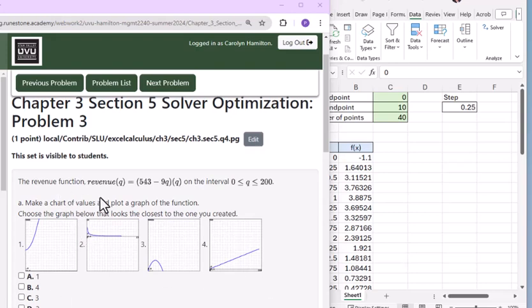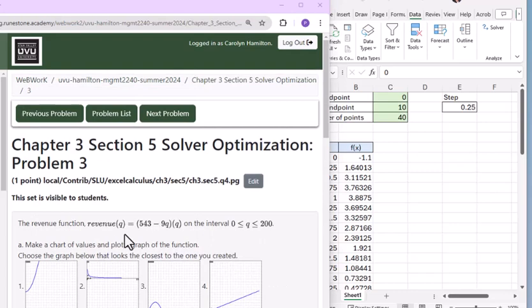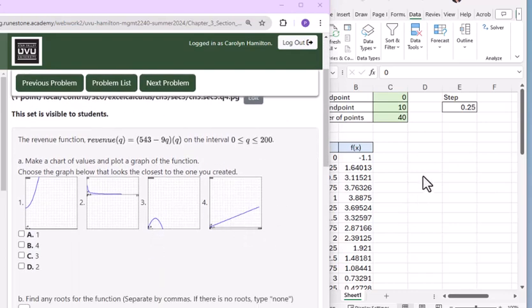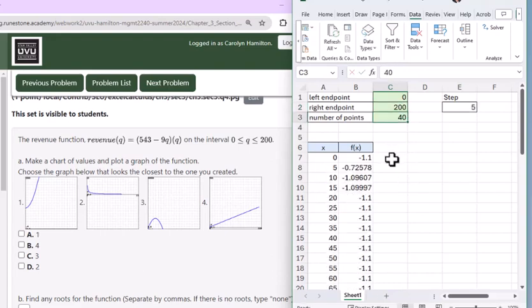Okay, problem number 3, we're given a revenue function and an interval from 0 to 200. Make a chart, find roots, relative max and min. So first of all, I need to go from 0 to 200, and I'm just going over the top of the spreadsheet I used on the last problem. Number of points is 40, so now my steps will be 5.